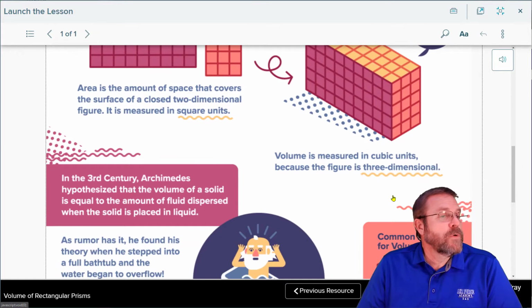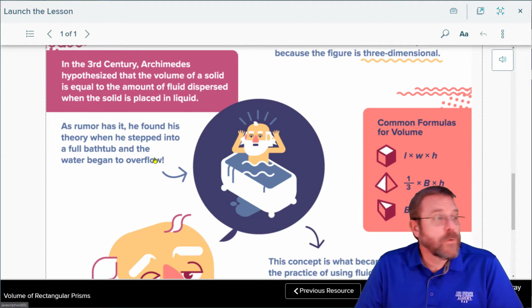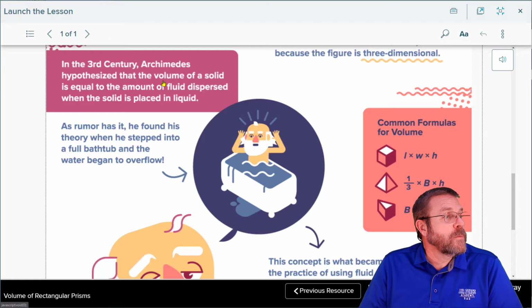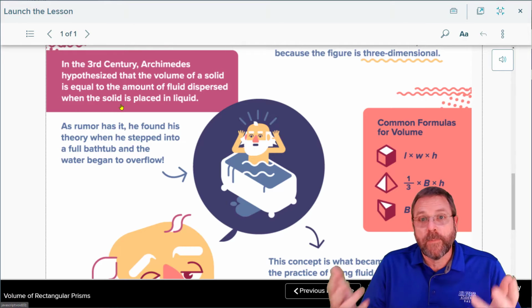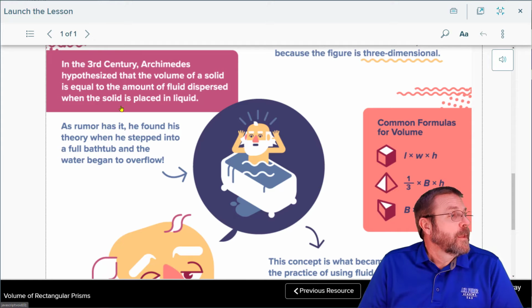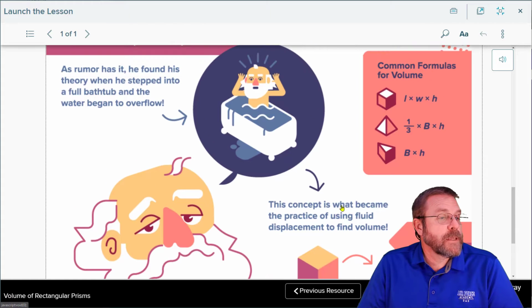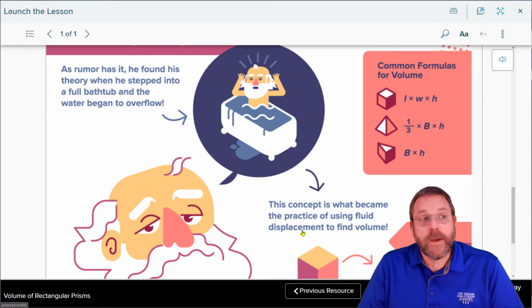Moving down from here, in the 3rd century, Archimedes, dead Greek guy, hypothesized that the volume of a solid is equal to the amount of fluid it displaced when the solid was placed in the liquid. Remember the conversation we had a moment ago about you in the bathtub? That's your volume. As rumor has it, he found his theory when he stepped into a full bathtub and water began to overflow. This concept is what became the practice of using fluid displacement to find volume.